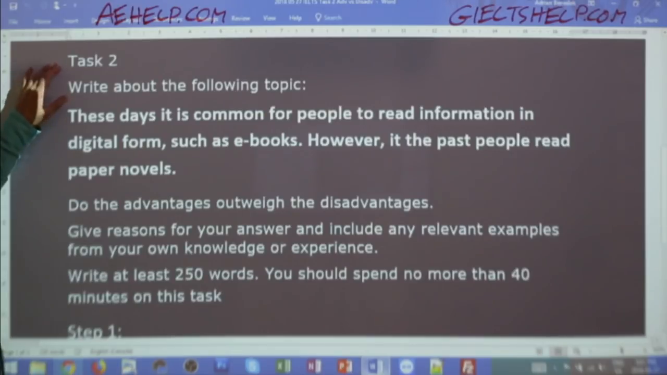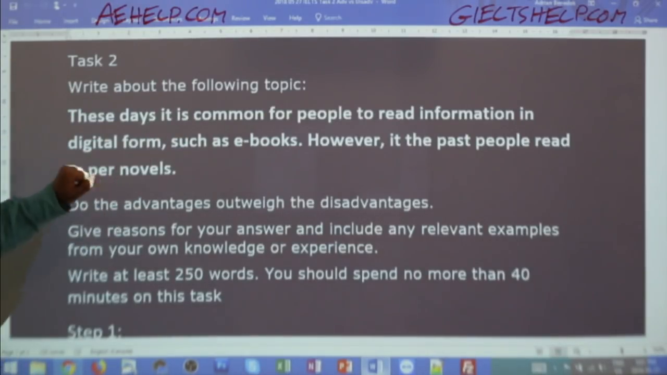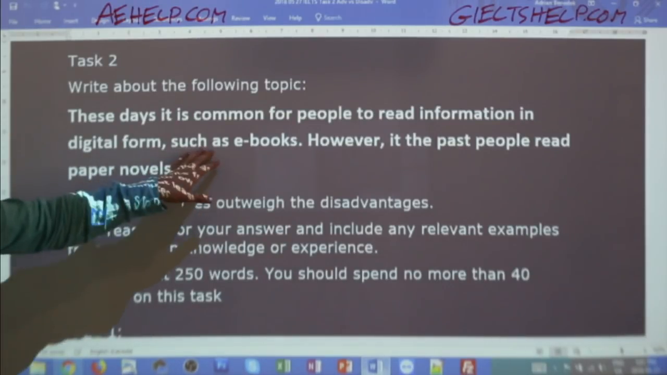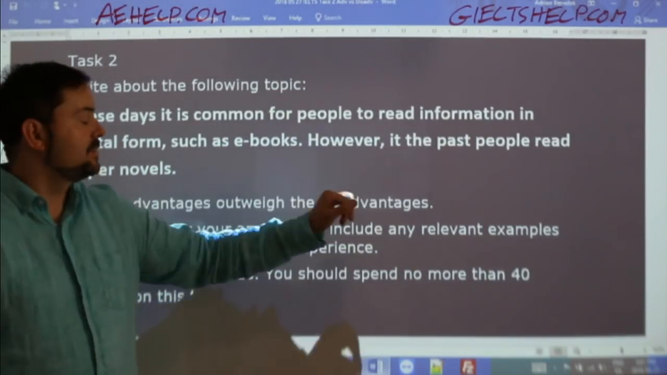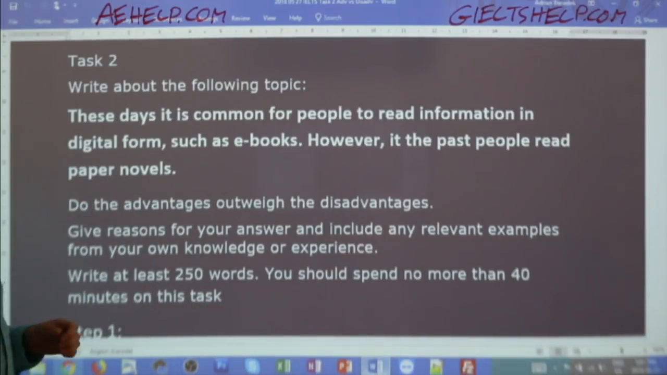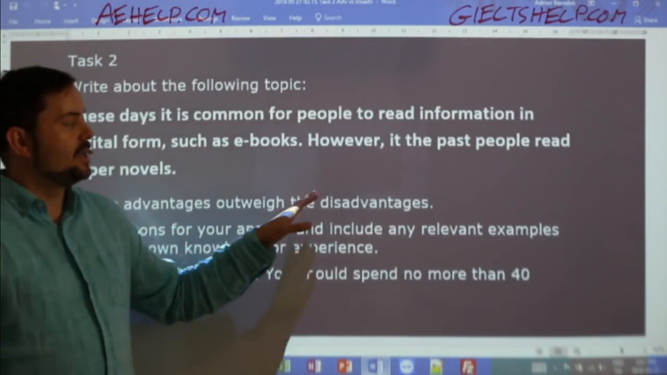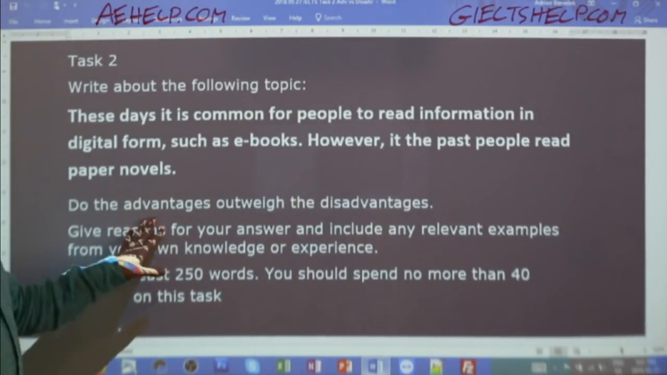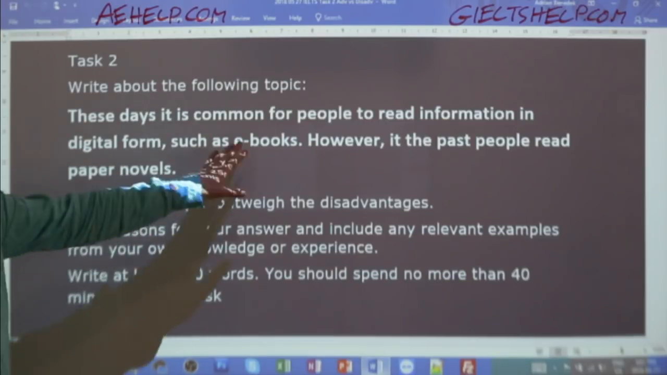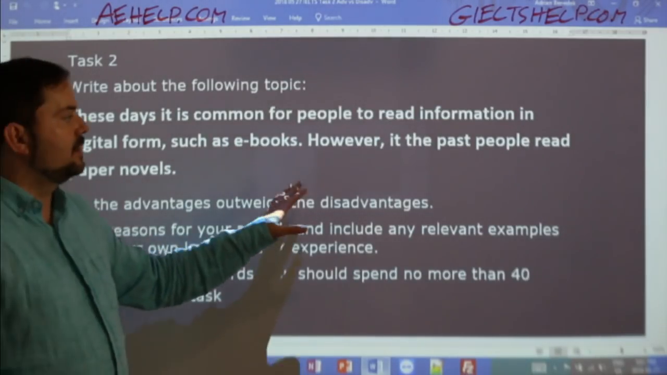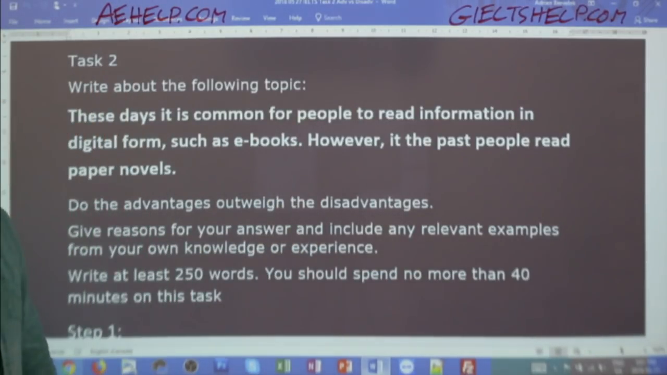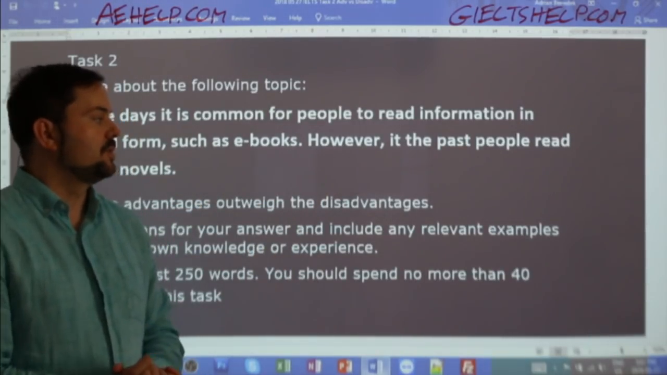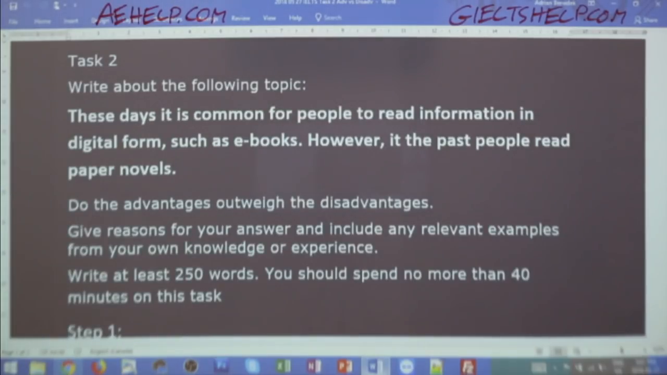So the question is task 2, write about the following topic. These days it is common for people to read information in digital form, such as ebooks. However, in the past, people read paper novels. Do the advantages outweigh the disadvantages? Okay, so here the question is asking, do the advantages of reading books in electronic form outweigh the disadvantages of reading books in electronic form, of course, versus the way people used to read books, which is paper, all right?